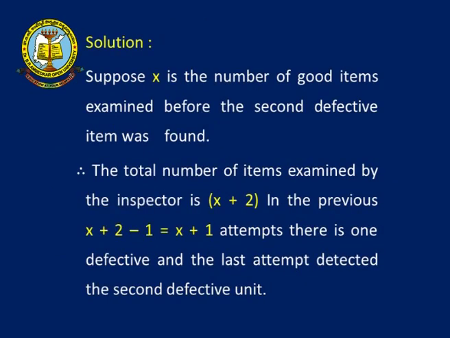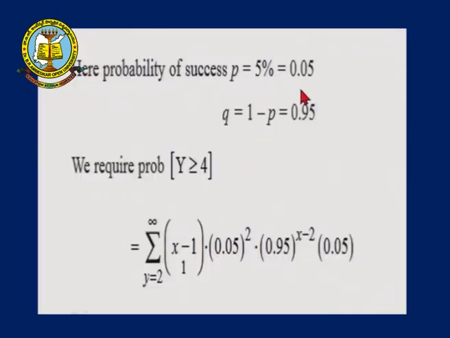See here, suppose x is the number of good items examined before the second defective item was found. The total number of items examined by the inspector is x plus 2. See here, 2 defective items are there. The last one we remove, so that is x plus 2 minus 1, which is x plus 1. Among those items there is 1 defective, and the last attempt gives the second defective unit. So that is 5%, 0.05, and 1 minus 0.05 is 0.95.